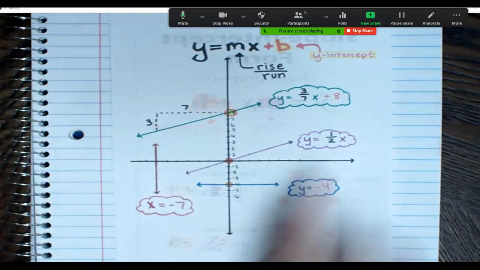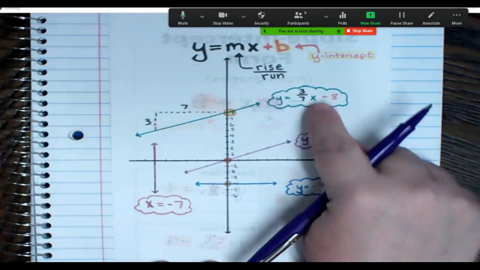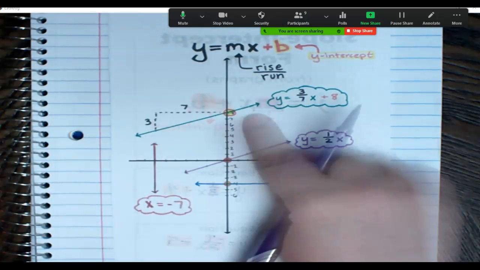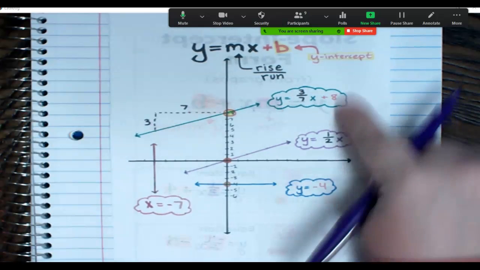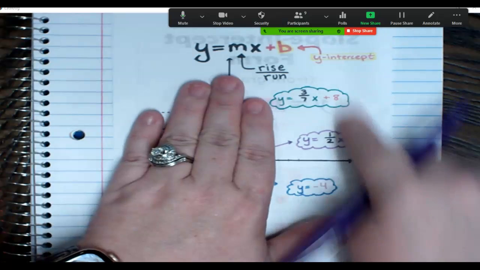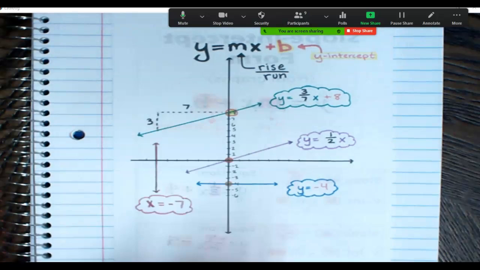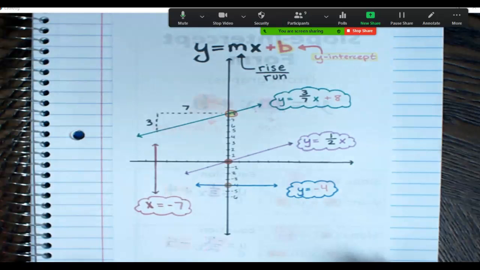But look at the purple one. What's different in this purple equation that's different from this green equation? The line does, you're right, that's a big difference. But what about if I was just looking at the equations? I didn't have the graphs. What's different about the equations? There's no y-intercept showing. There's a y-intercept. We know from the graph there is. It's just not showing.